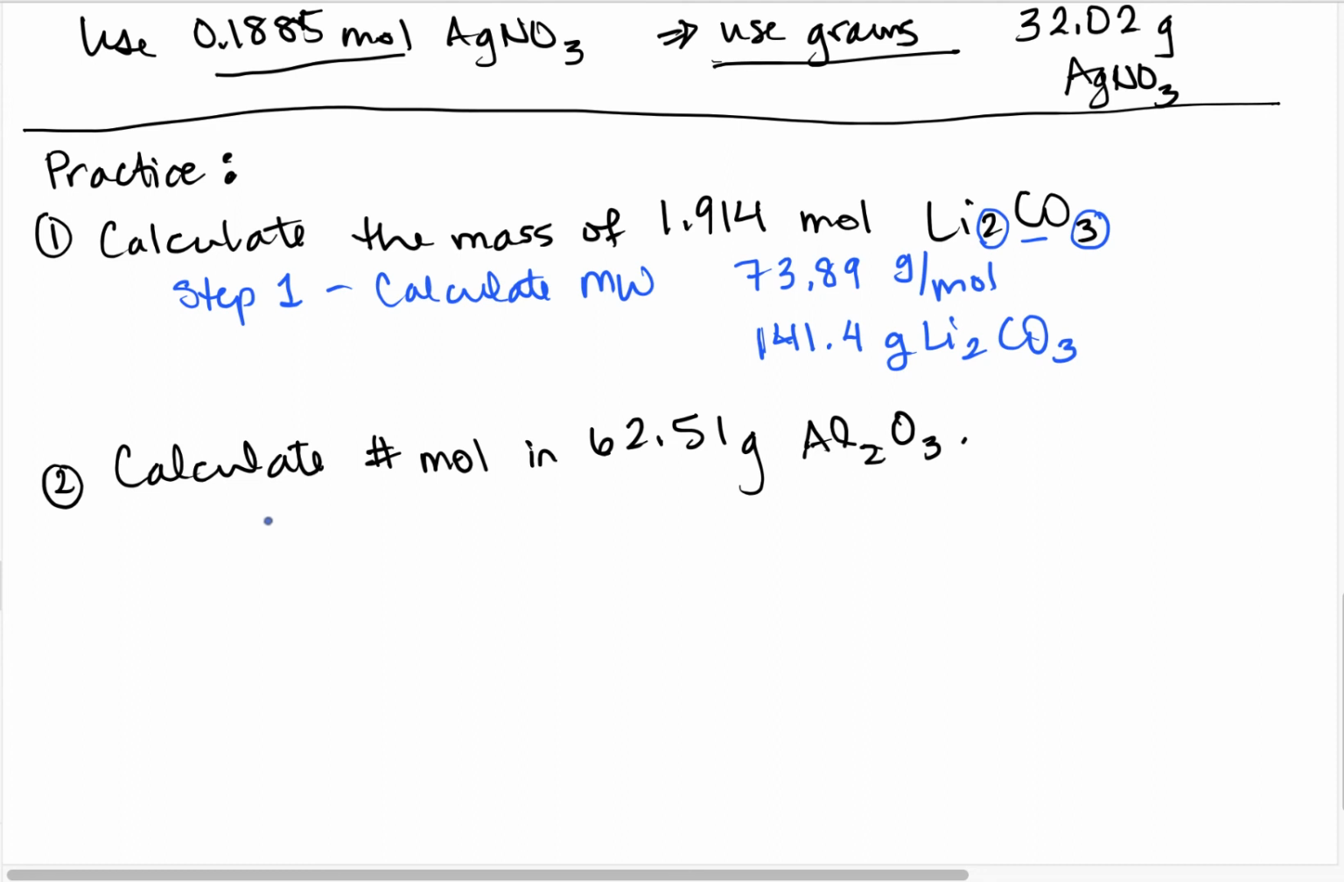Okay, so for the second problem, you should have found that the molecular weight was equal to 101.961 grams per mole because there are 2 aluminums and 3 oxygens here, and that this will get us 0.6131 moles of Al2O3.